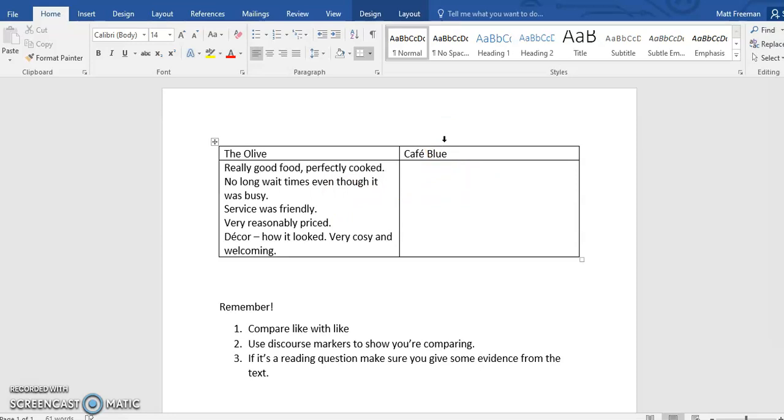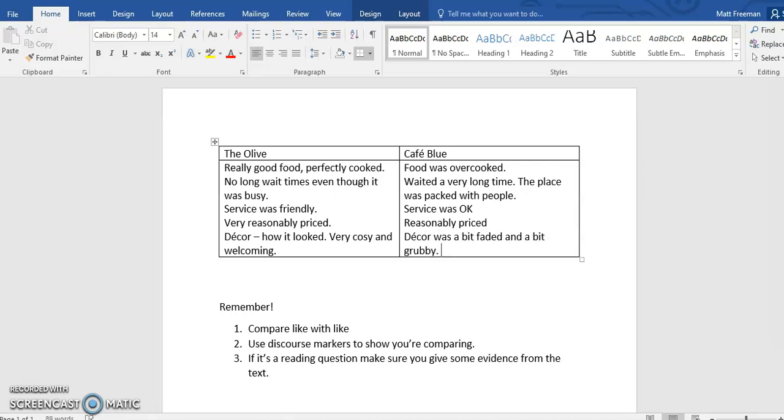And then we'll go for something a bit different here, because we're going to be writing a comparison between these two things. So we need some more stuff here. So I'm going to put here: food was overcooked. Waited a very long time. The place was packed. Service was okay. Reasonably priced. Decor was a bit faded and a bit grubby.